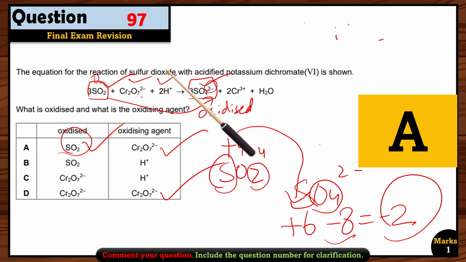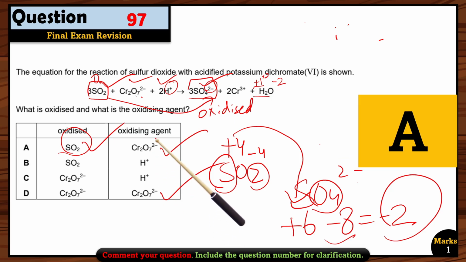If you see what happens to H, H is already a positive ion here. And here, if you see, it is -2 and this one is +1 into 2. So it is the same. Nothing has changed. So it means it is not oxidized, it is not reduced. So it is not an oxidizing agent or reducing agent.